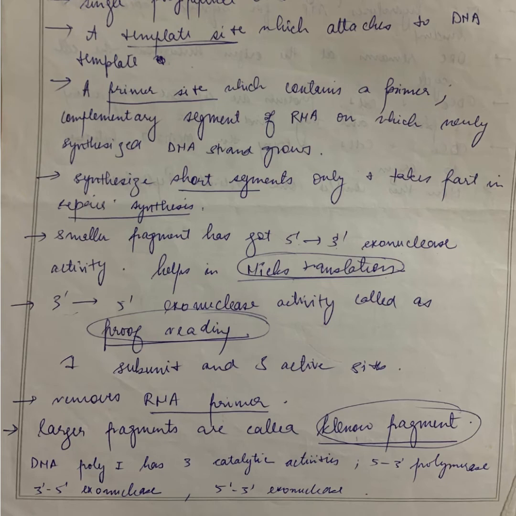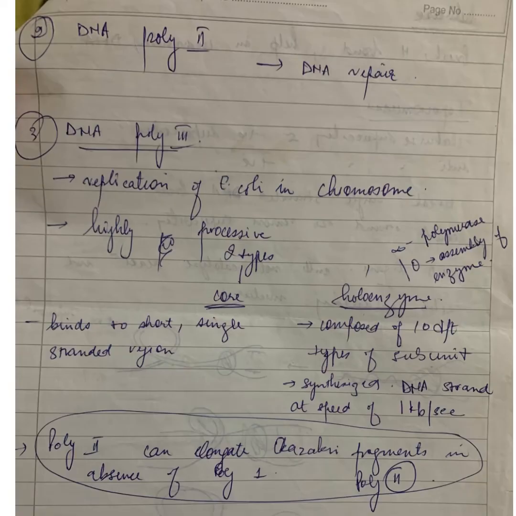DNA polymerase II helps in DNA repair. The third enzyme is DNA polymerase III, which helps in replication of the E. coli chromosome. It has two catalytic activities: in the 5' to 3' direction, that is polymerase, and in the 3' to 5' direction, that is exonuclease. DNA polymerase III is of two types, core and holoenzyme. The core binds to a short region and the holoenzyme is composed of 10 different types of subunits.